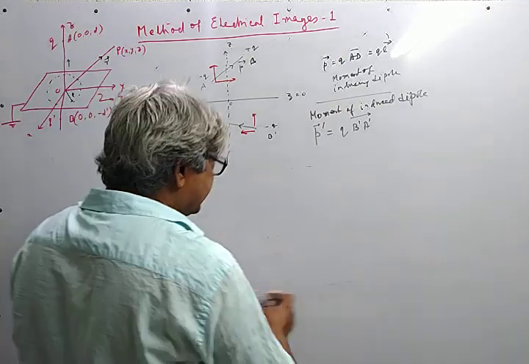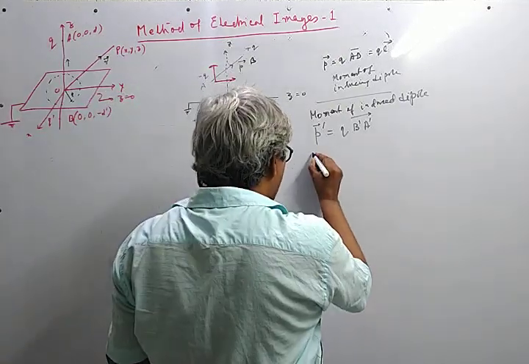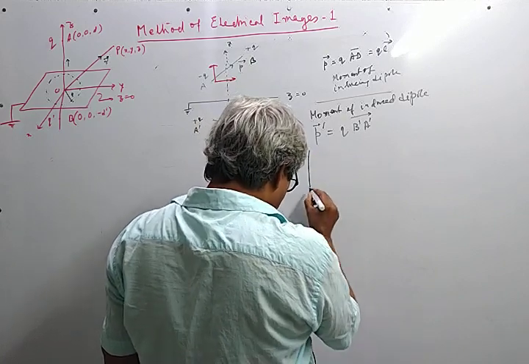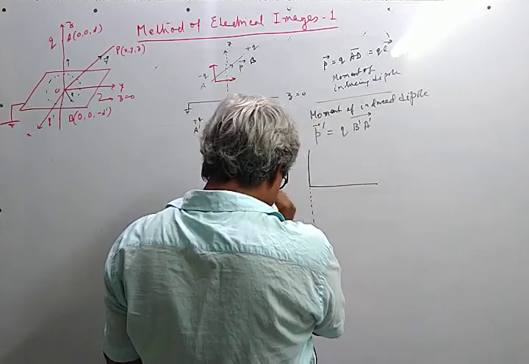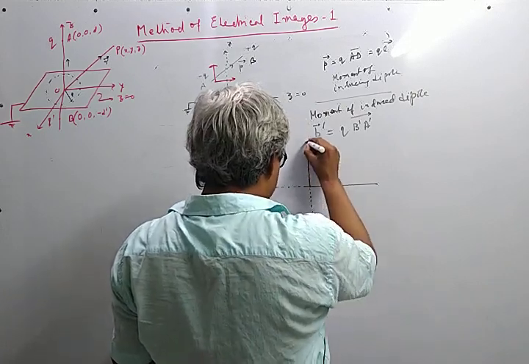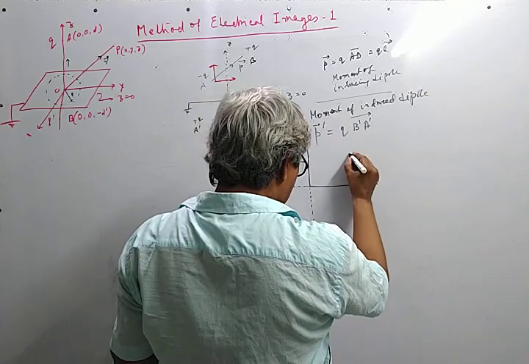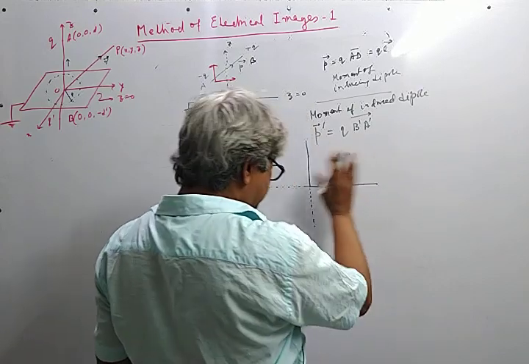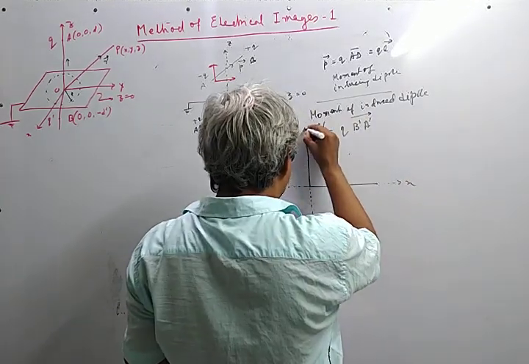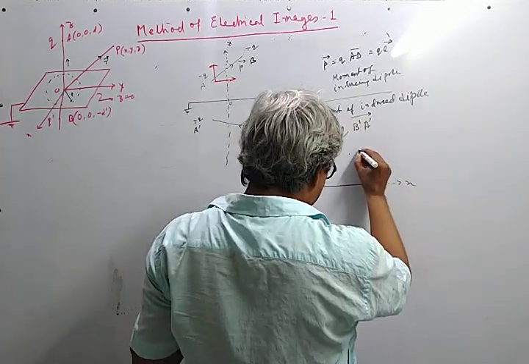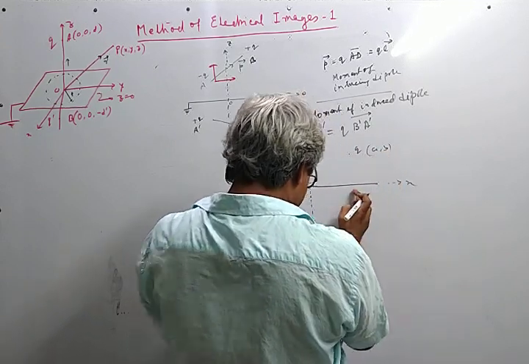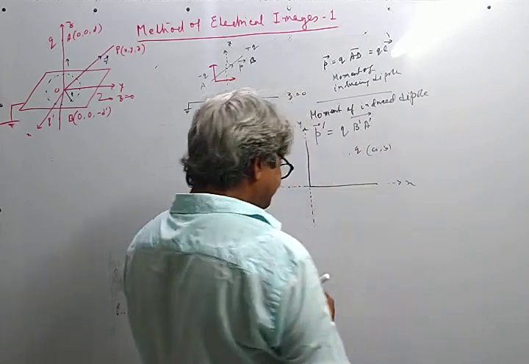Another interesting result is that we have two conducting planes. One is this plane, another one is this plane. These two are both conducting plates, and we have a charge at this point. If we consider this to be the x-axis and this to be the y-axis, the charge Q is placed at AB. So this much is A, that much is B.